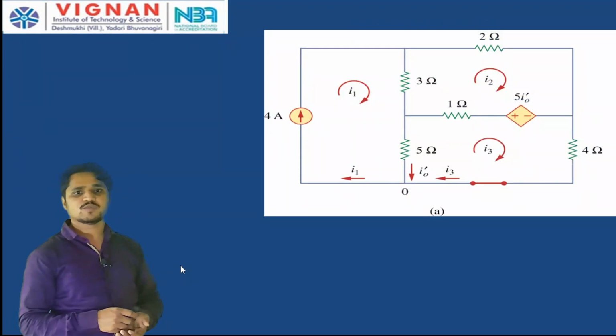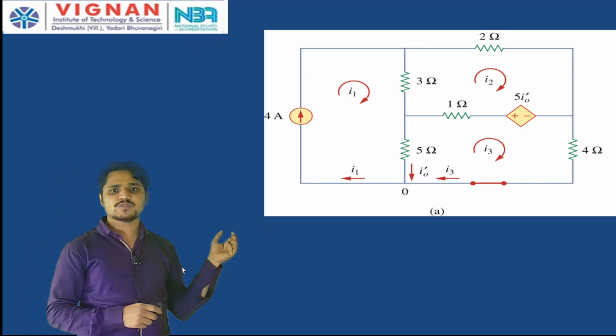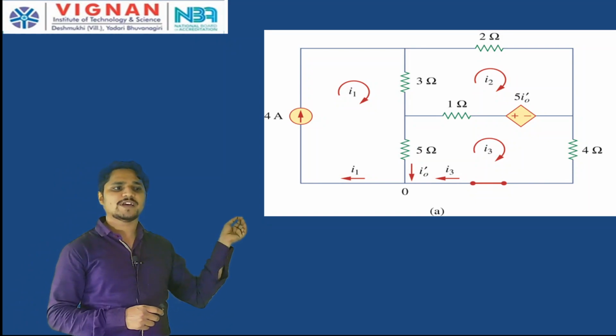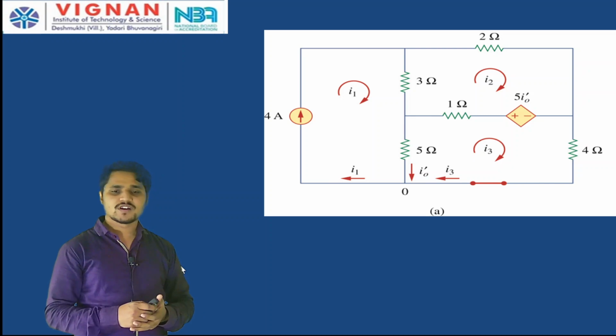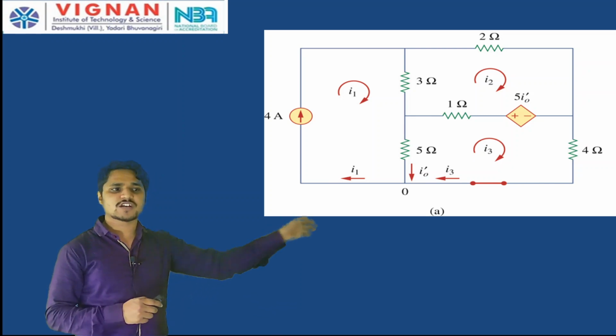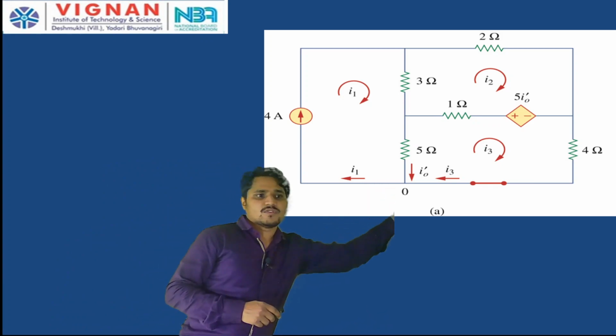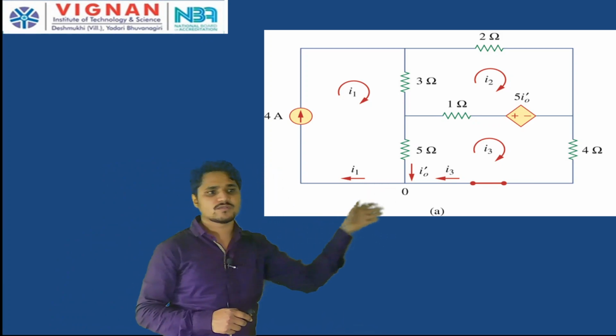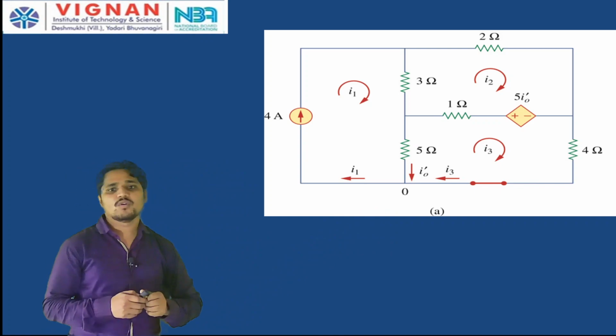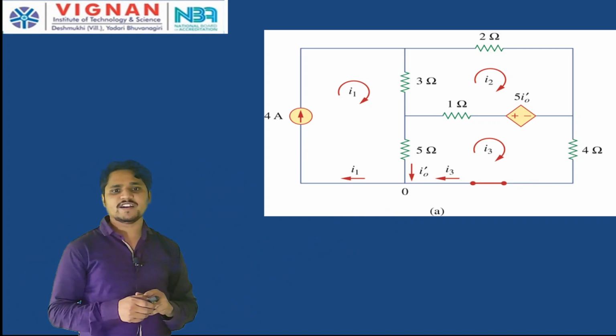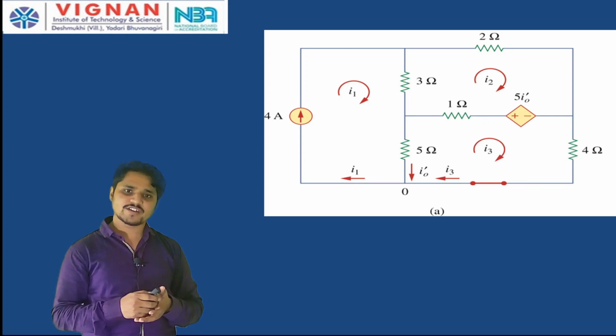In the first case, I assume that only the 4 ampere current source is acting. Now, the voltage source is replaced with a short circuit. Then find the current, which we call I naught dash.